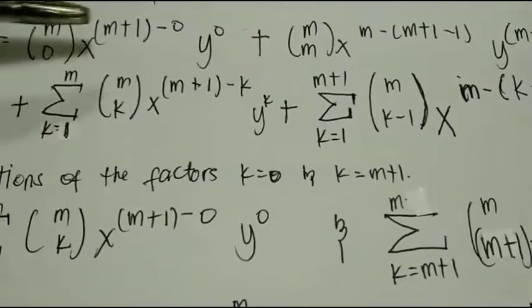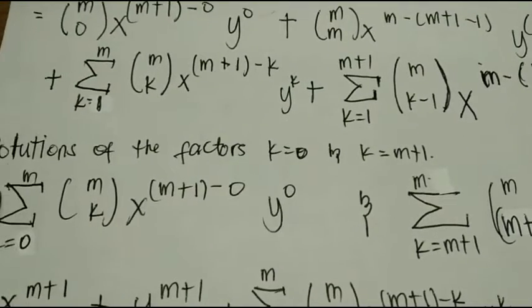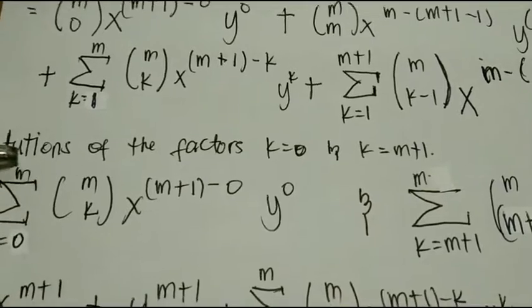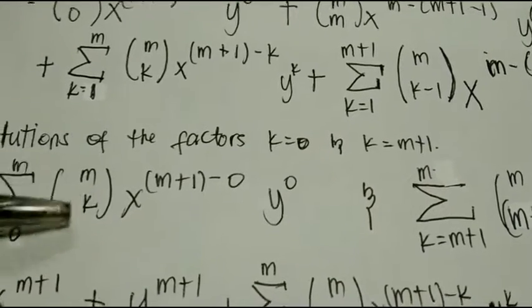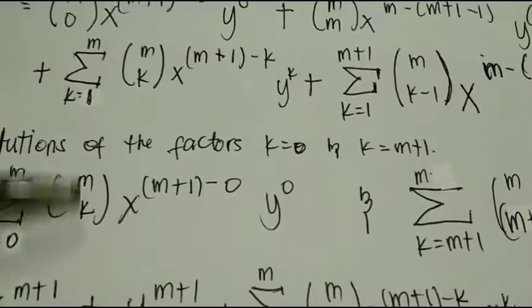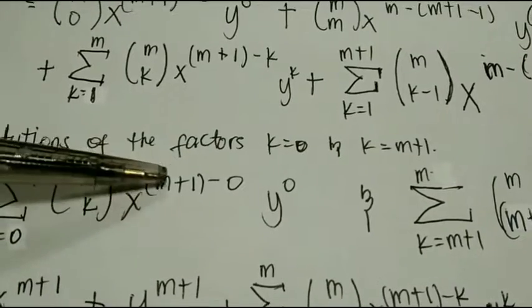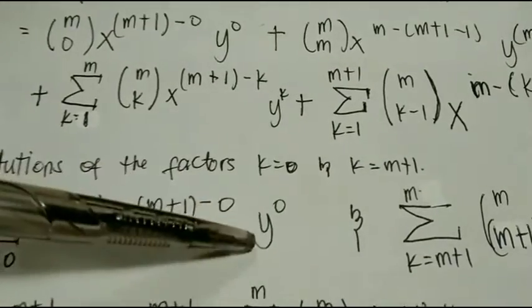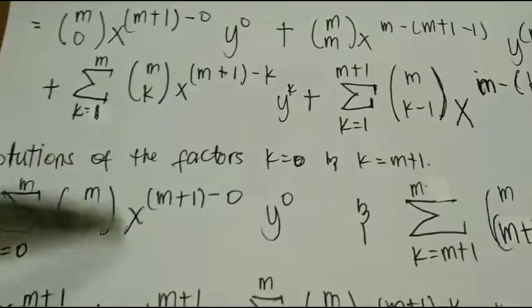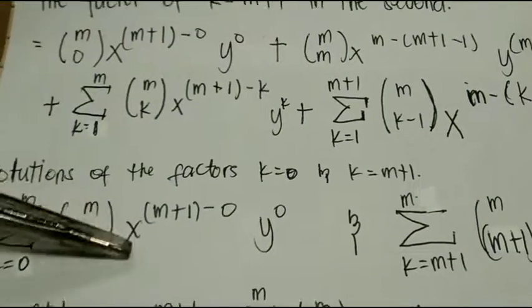This one comes from the summation of k is equals to 0 to the m, summation of m taken by k, m taken by k, x with the power of m plus 1 minus 0, and y with the power of 0. So, there.